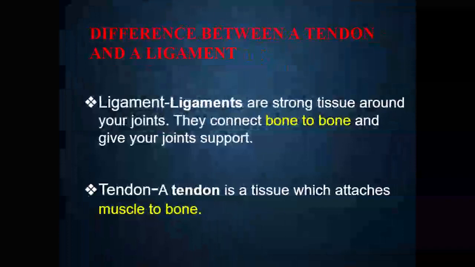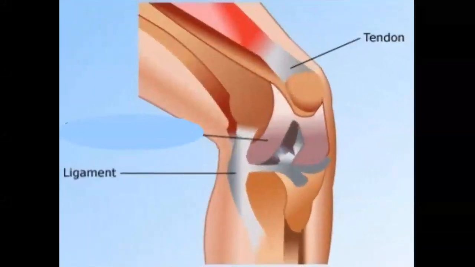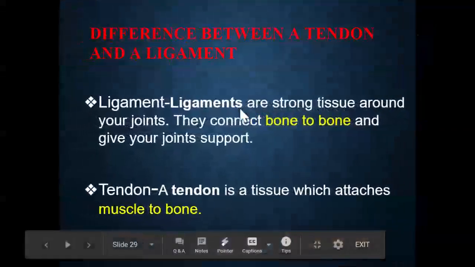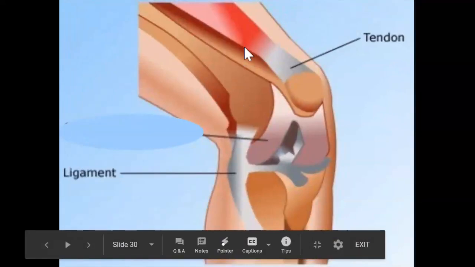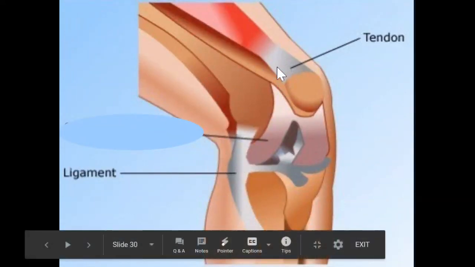Whereas tendon is a tissue which attaches muscle to bone. So this is the difference, that ligaments are the tissues which connect bone to bone and tendons connect muscle to bone. You can see in this picture that this is the ligament, which is connecting bone to bone, and tendon, which is connecting muscle to bone.